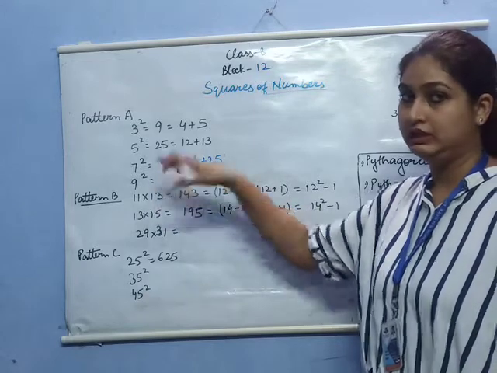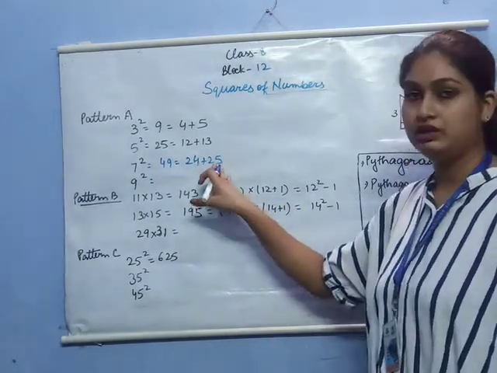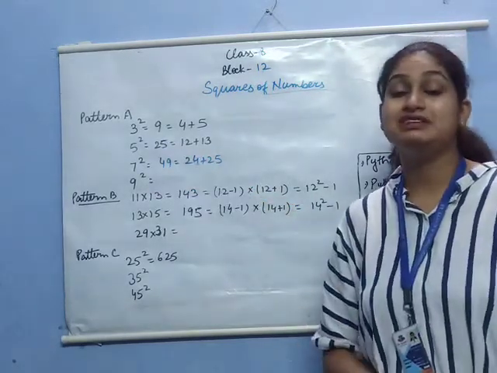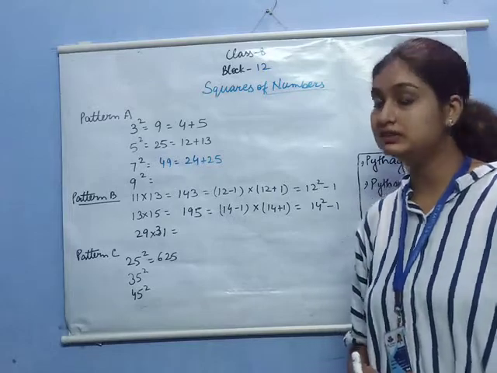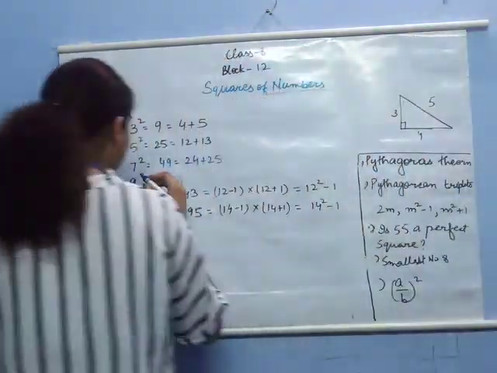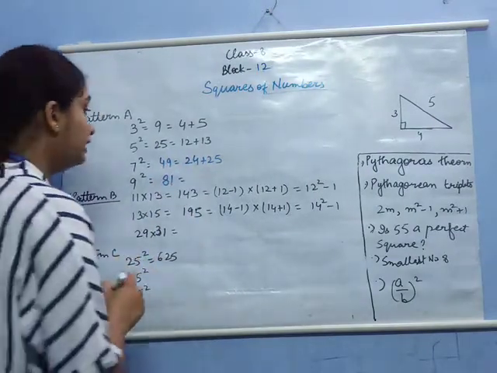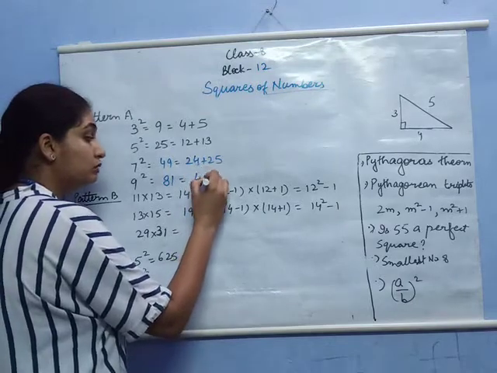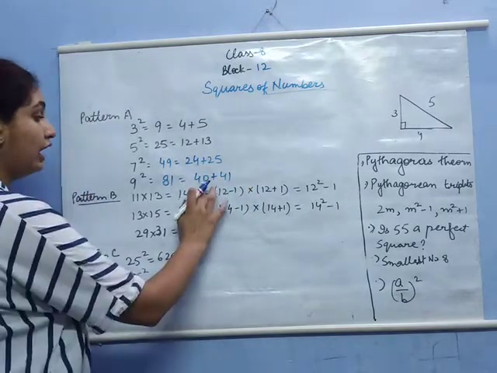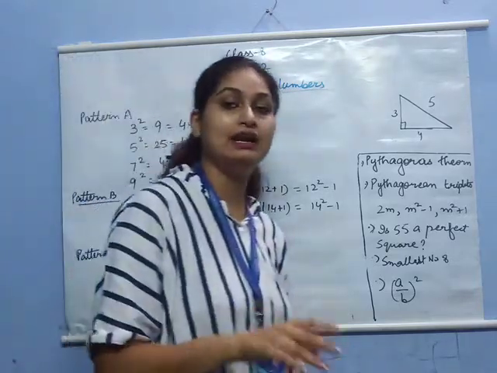49 plus 1 is 50. Half of 50 is 25. So, 25 and 24. For 25, 25 plus 1 is 26. Half of 26 is 13. So, 13 and 12. Similarly, do for 9. 9 square is 81. The two consecutive numbers will be 40 and 41. So this is how we are going to extend that pattern endlessly.